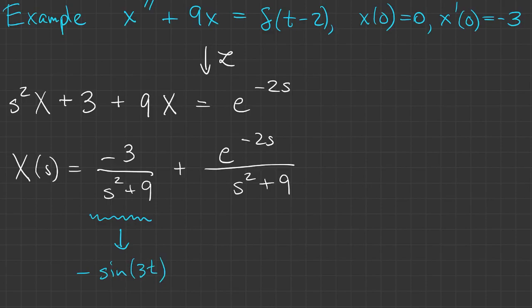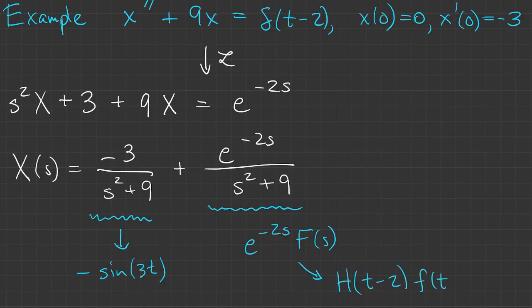Second term is like something we had the first time around in Laplace stuff. It's an exponential on s times an F of s. And we have the shift theorem telling us that the result is a step function times the shifted version of f. So here capital F is just 1 over s squared plus 9, and that's invertible to give us a sine function.